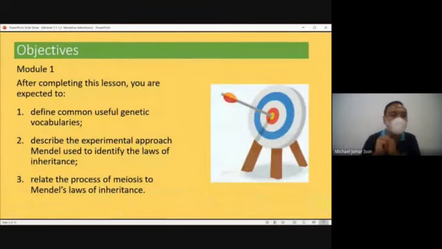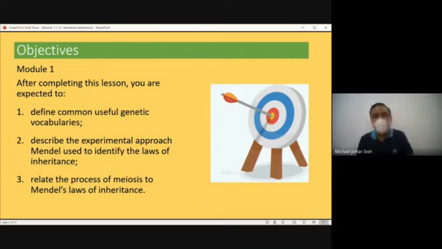Now, the objectives for our discussion of module number one, which is Mendelian Inheritance, would be: number one, to define common useful genetic vocabularies. Number two, to describe the experimental approach Mendel used to identify the laws of inheritance. And number three, to relate the process of meiosis to Mendel's laws of inheritance. So those are the objectives that we have for the whole of module number one.